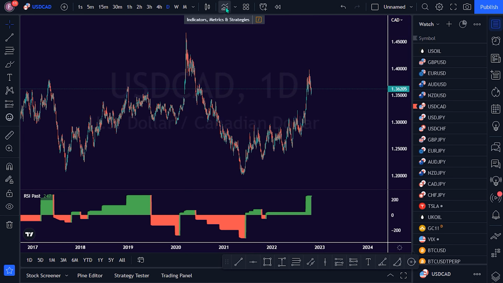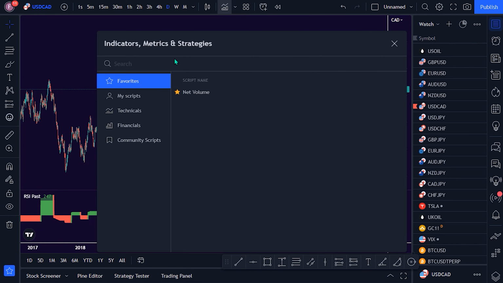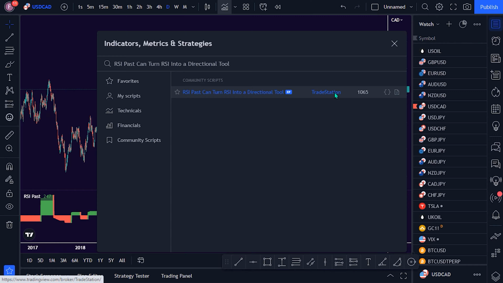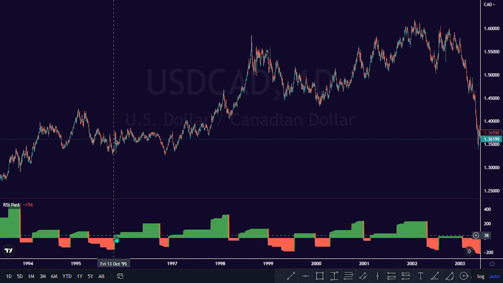To apply this trading indicator on the price chart, type the keywords "RSI Past Can Turn RSI into a Directional Tool" in the TradingView indicator search box. Select the EP version by TradeStation. Here is the indicator on the price chart.